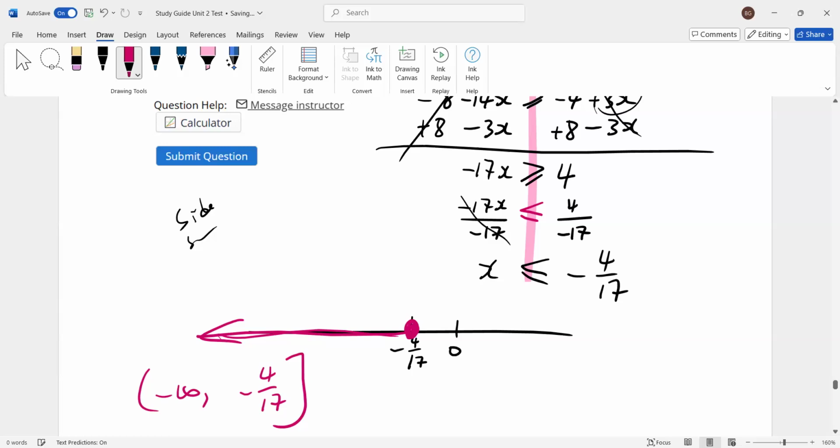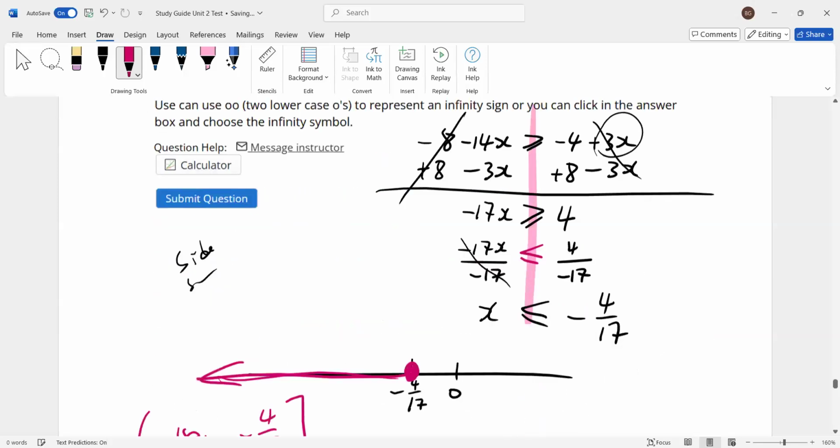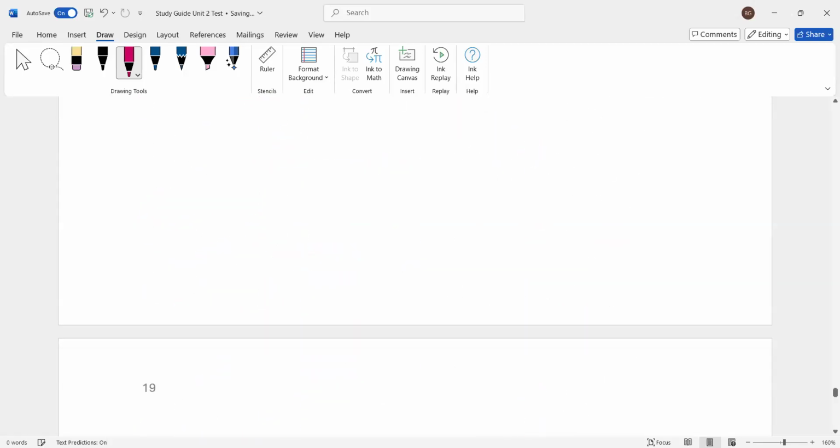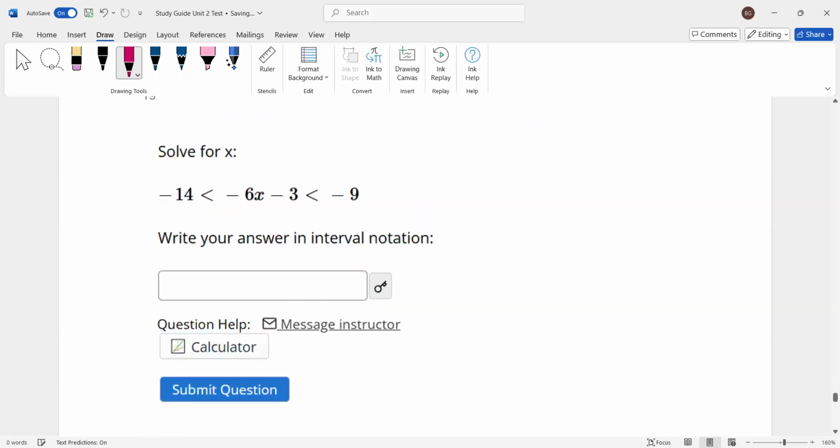When you have a bar here, that means you're going to have the endpoint included. So it's a bracket, left open, right closed interval. So that is 18. Two more questions. If you don't mind, I'm going to keep going until we finish, right?